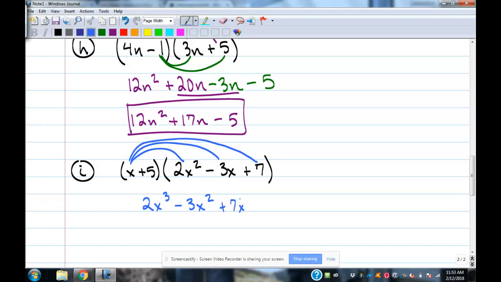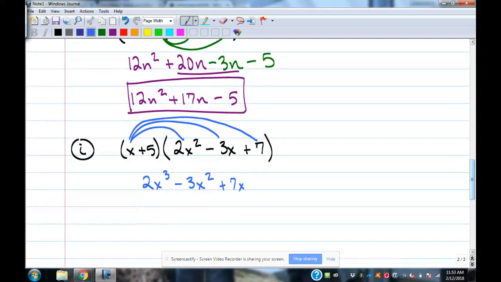x times 7. I'm going to show you a little trick that I like to use. When they get longer, sometimes it's easier to stack it up so it doesn't take up as much room, but you stack it up with the like terms, like in a column. So when I distribute the next piece, the 5 times 2x squared, I'm going to put it underneath the -3x squared. So that's 10x squared. And it's positive. Just remember it's positive. Okay. And then 5 times -3x, -15x, and then 5 times 7.